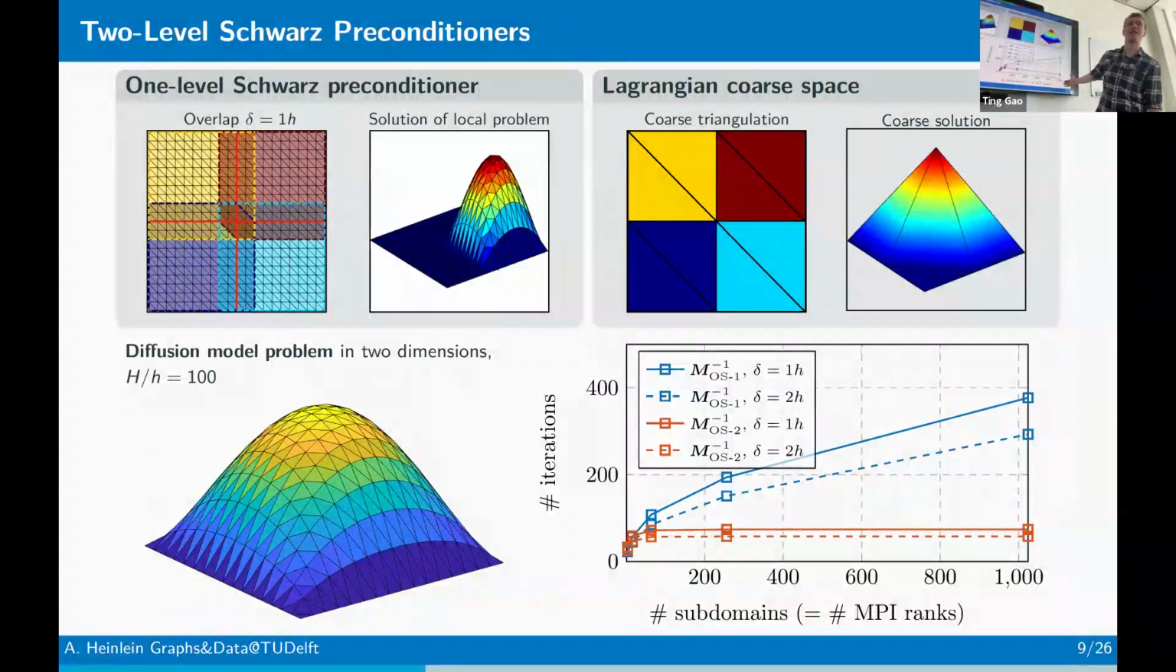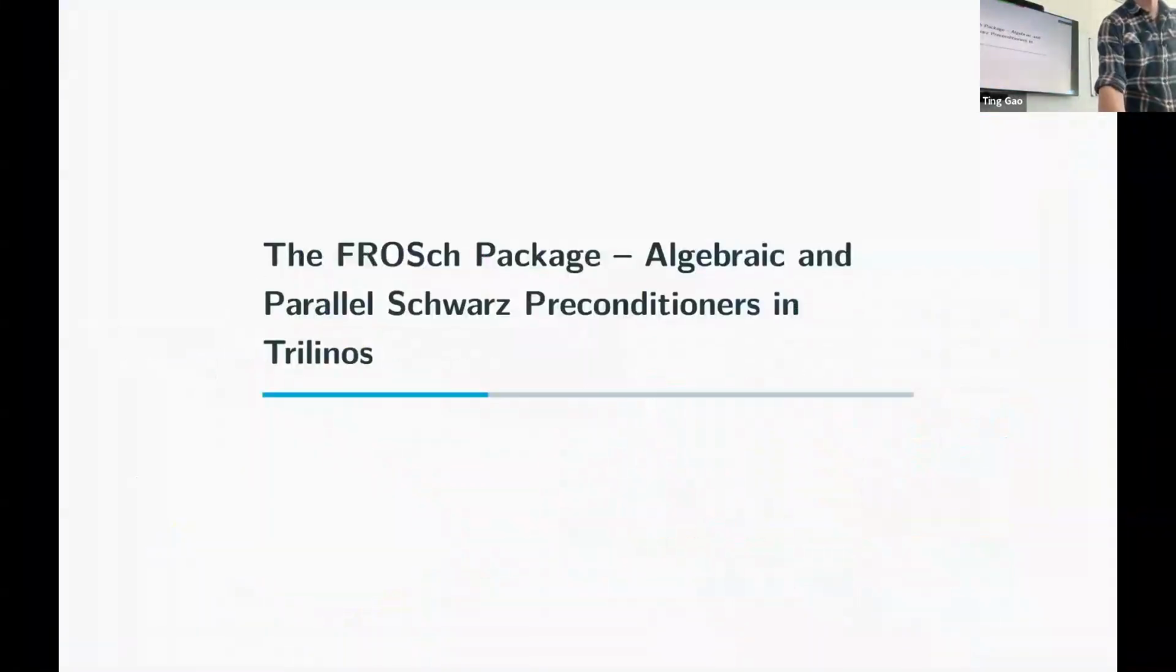And this is also what you see if you really go a bit larger. If you go to, for example, 1,000 subdomains, you really see with the two-level method, iteration counts stay constant. And the more overlap, the faster. Okay, so it's all very good. Now, a little bit of some graph stuff, maybe.